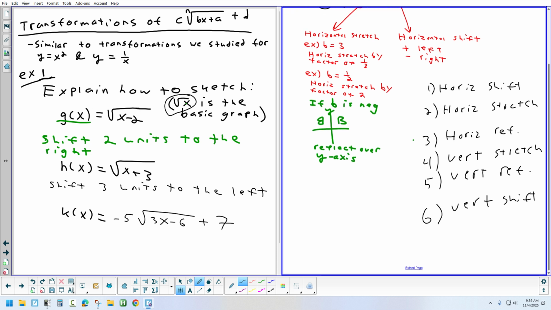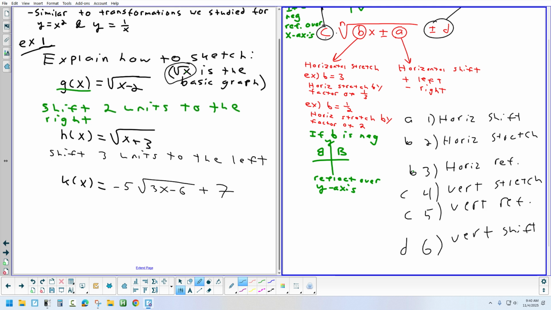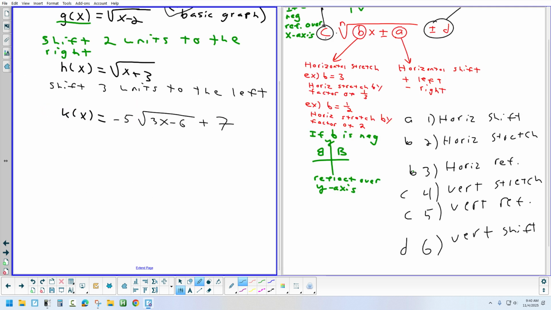And then you finish up with the vertical shift. Okay. So if you're mapping that to the different letters, this one comes from A. These both come from B. These both come from C. And the last one comes from D. So I went right in order. A, B, C, and then D. Okay. So we got 5 transformations. Let's start with the first one. What number are we going to focus on first there?